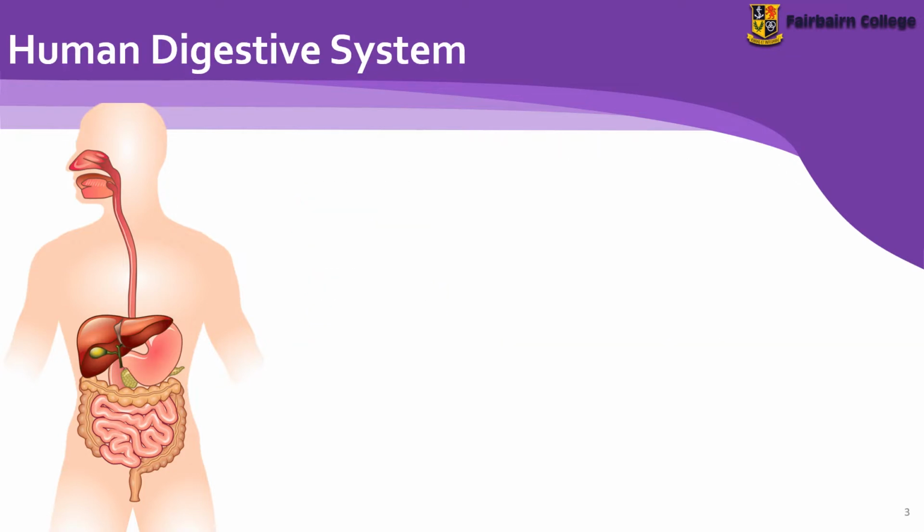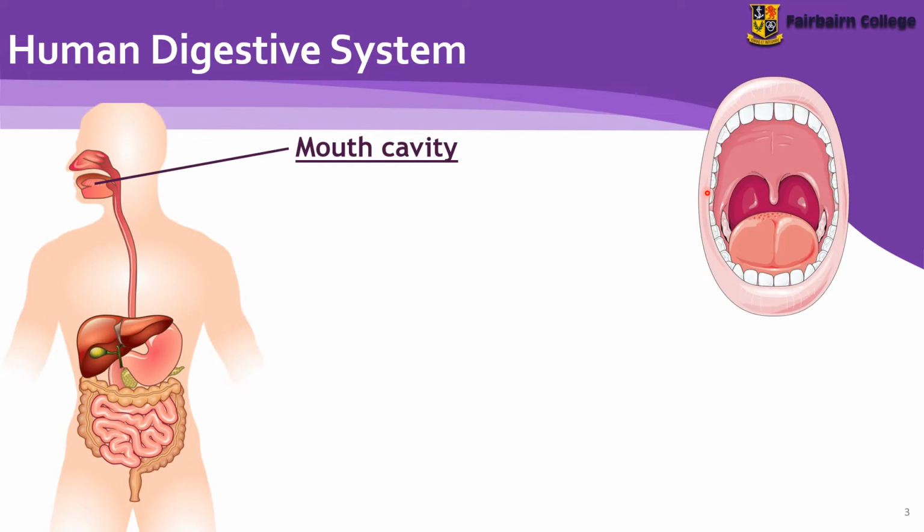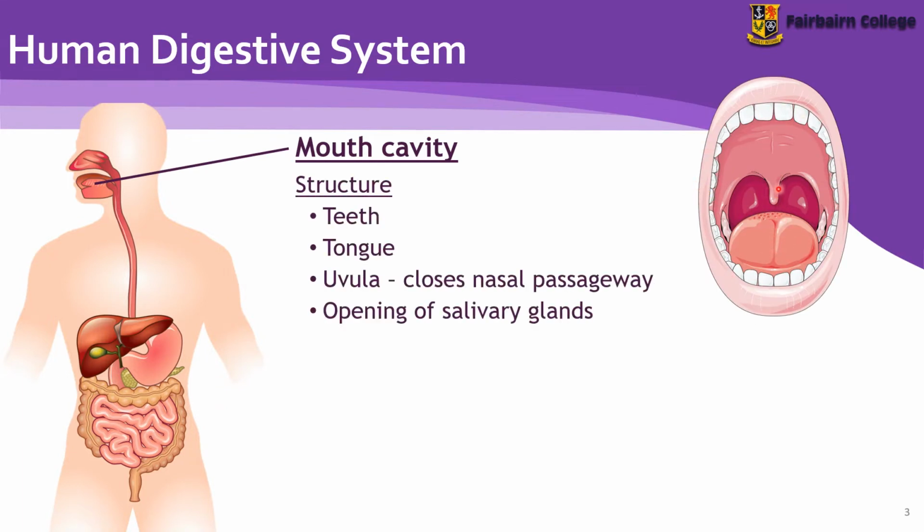The first part of the alimentary canal we'll be focusing on is the mouth or the mouth cavity. The mouth cavity consists of the teeth, the tongue, the uvula, which closes the nasal passageway and prevents food from going into the nasal passageway, as well as the openings of the salivary glands, which is where salivary glands will secrete saliva into the mouth to aid with digestion.